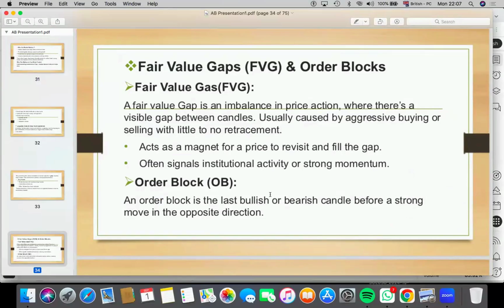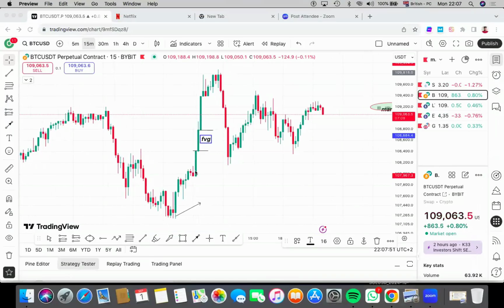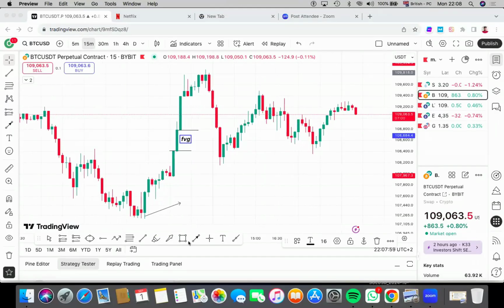Now you see, an order block is the last bullish or bearish candle before a strong move in the opposite direction. In an uptrend, it is the last bearish candle before the up move. So before the 3 Marabout candles formed, which is the last candle? It is this very candle. This is the last bearish candle here, which is this one.